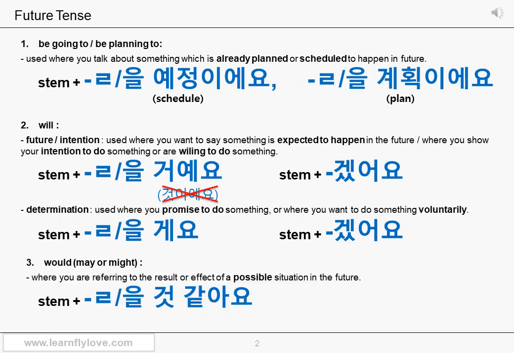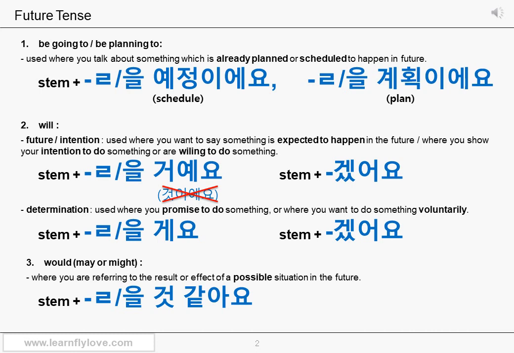Next, where you want to refer to or express a possible situation in future, you can use this compound expression 을 것 같아요. The dependent noun 것 is used again. 같다 here basically means I have that feeling. So this compound expression sounds like I feel that or I have a feeling that something might happen.